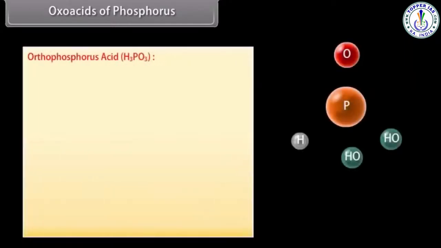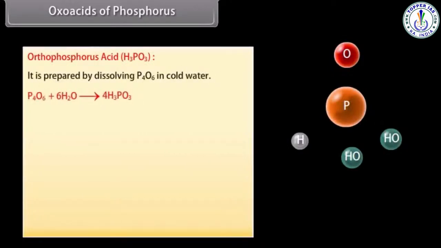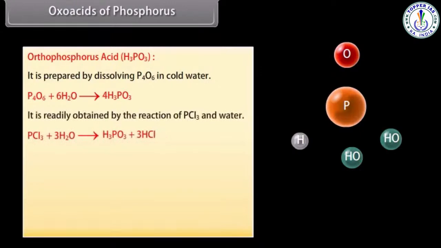Oxoacids of phosphorus. Phosphorus forms a number of oxoacids. The important oxoacids of phosphorus are the following. Orthophosphorus acid. It is prepared by dissolving P4O6 in cold water. It is readily obtained by the reaction of PCl3 and water.